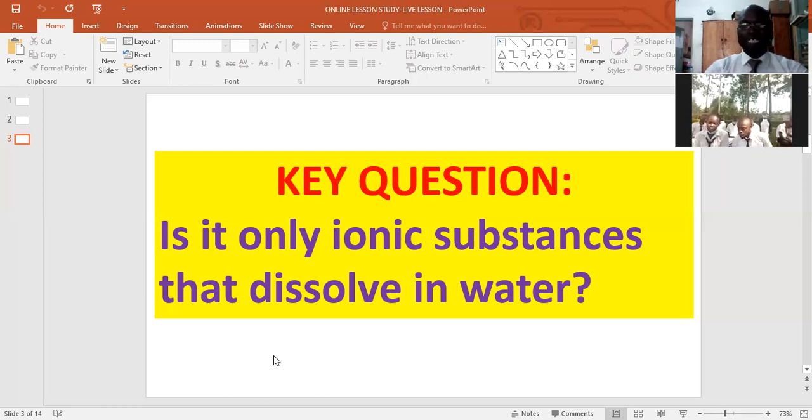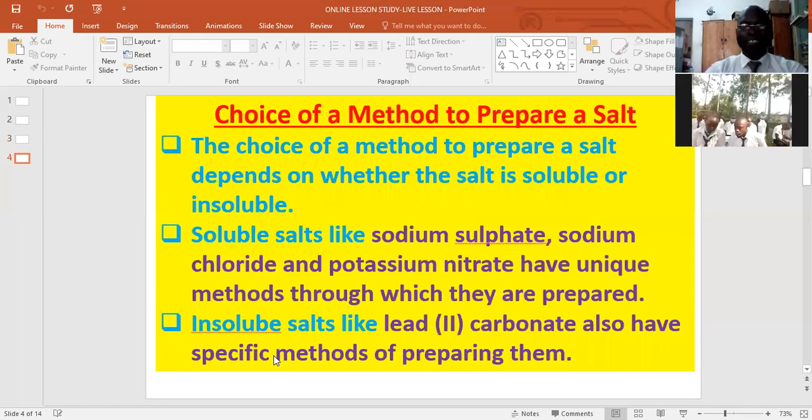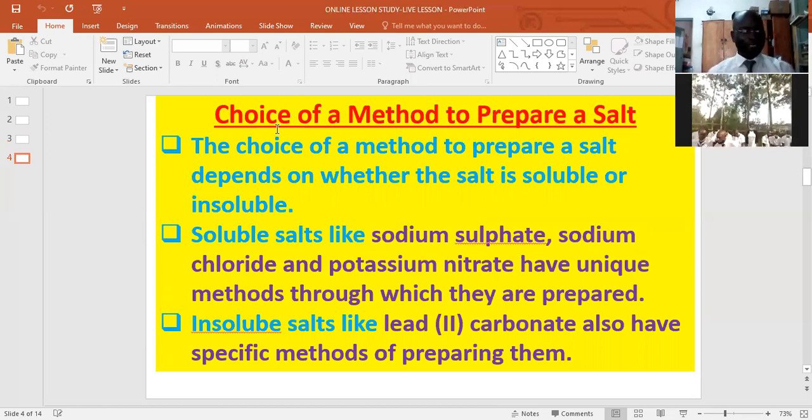If I move to the next slide, you can see that the next slide, I am talking about choice of a method to prepare a salt. So if you want to prepare a salt, remember we are to prepare salts that do not dissolve in water, the ones that are called insoluble salts. So as you are carrying out your experiment in procedure 1, I believe by now you have something, but we shall get on to that. But when it comes to choice of a method to prepare a salt, the choice will depend on whether the salt is soluble or the salt is insoluble.